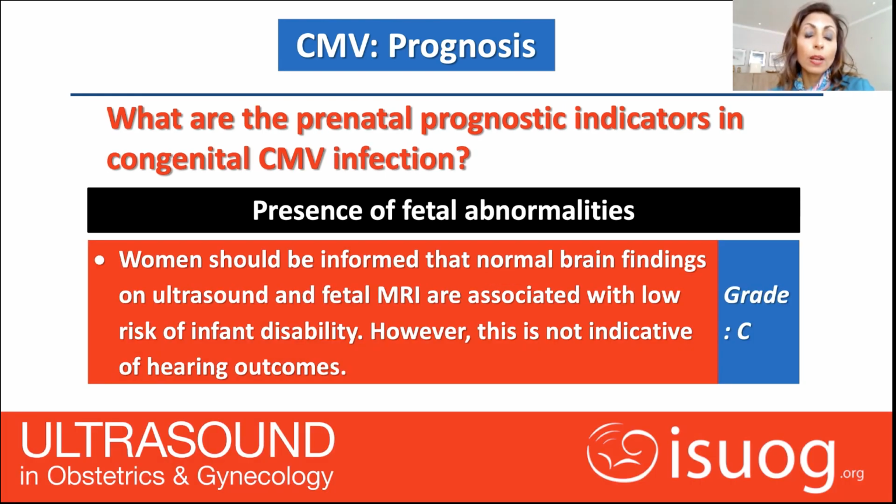What about the fetal abnormalities? Of course, finding severe brain abnormalities is consistent with the fact that the baby will have symptoms or neurological sequelae after birth. However, having normal brain findings on ultrasound and confirmed with a fetal brain MRI are usually associated with low risk of infant disability, but this is not indicative of hearing outcomes.